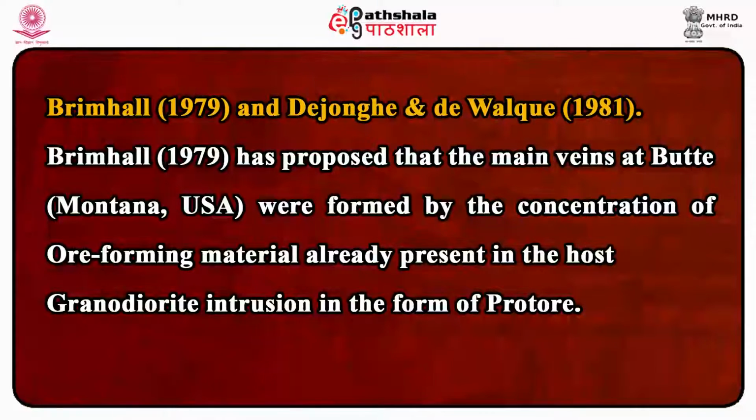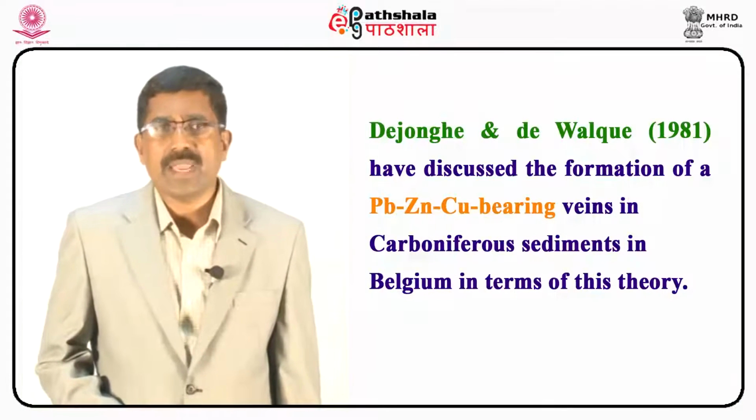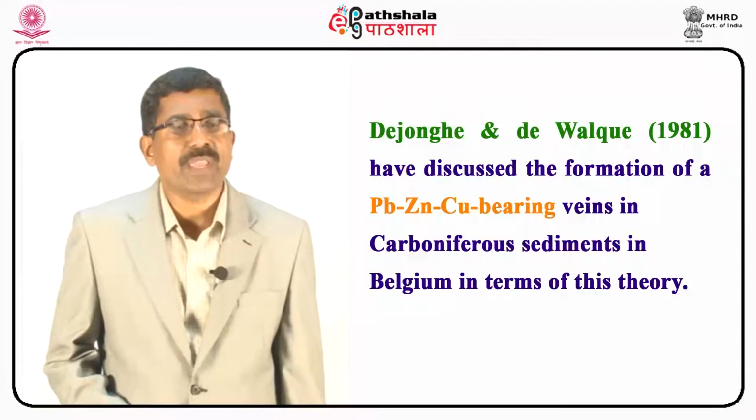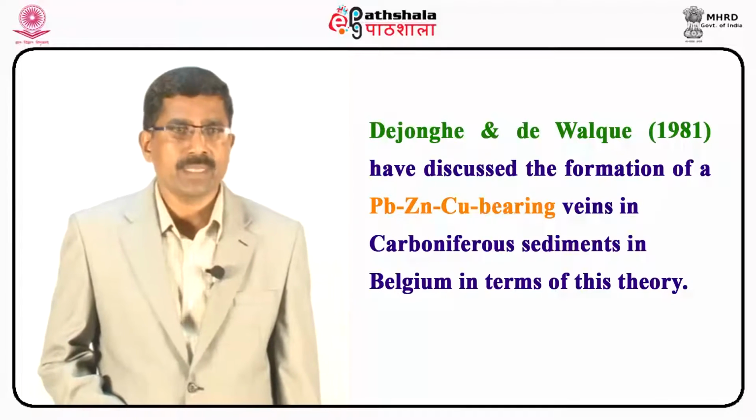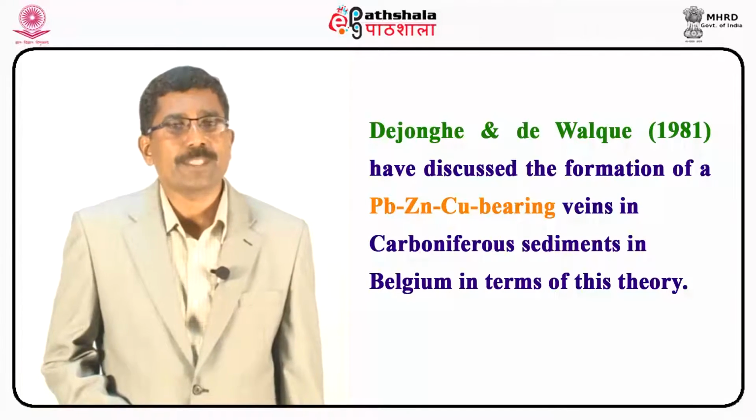Other applications of the lateral segregation theory in very different geological settings include Brimhall 1979 and Dejonghe and D'Olne 1981. Brimhall 1979 has proposed that the main veins in Butte, Montana, USA were formed by the concentration of ore-forming materials already present in the host granodiorite, introduced by intrusion in the form of protore. Dejonghe and D'Olne 1981 have discussed the formation of Pb, Zn, Cu bearing veins in the Carboniferous sediments in Belgium in terms of this theory.